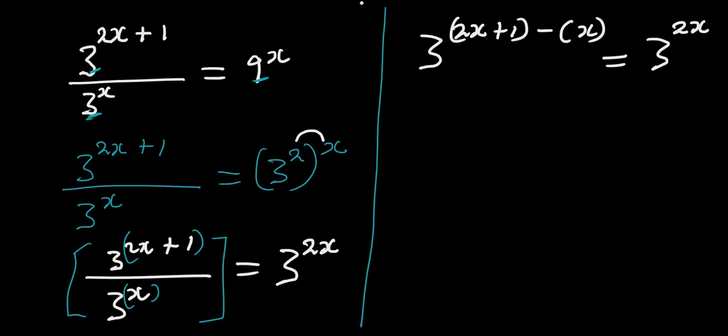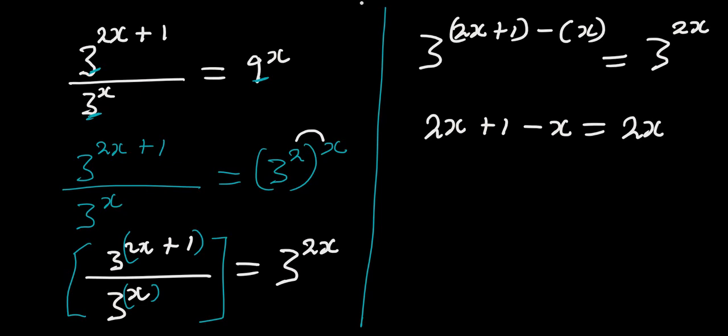At this point, you can see that we have the same base on the left side and on the right side. When we have the same base on the left and on the right, then we can equate the exponents. So this automatically becomes 2x plus 1 minus x equals 2x. Now let's combine like terms.